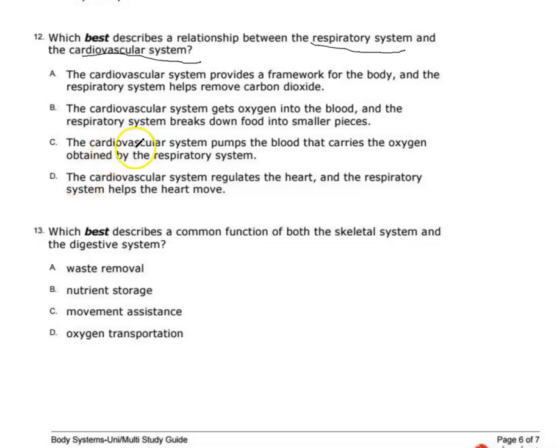Landon says C, the cardiovascular system pumps the blood. That sounds correct. That carries the oxygen obtained by the respiratory system. I see nothing wrong with that statement, right?